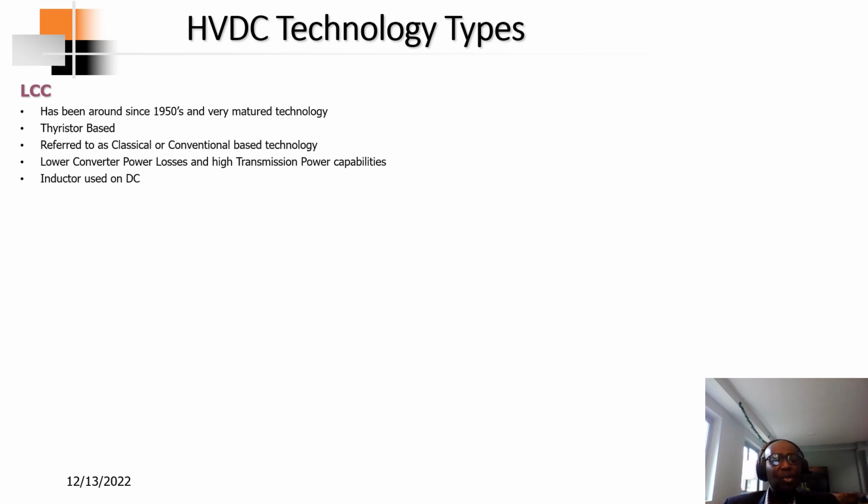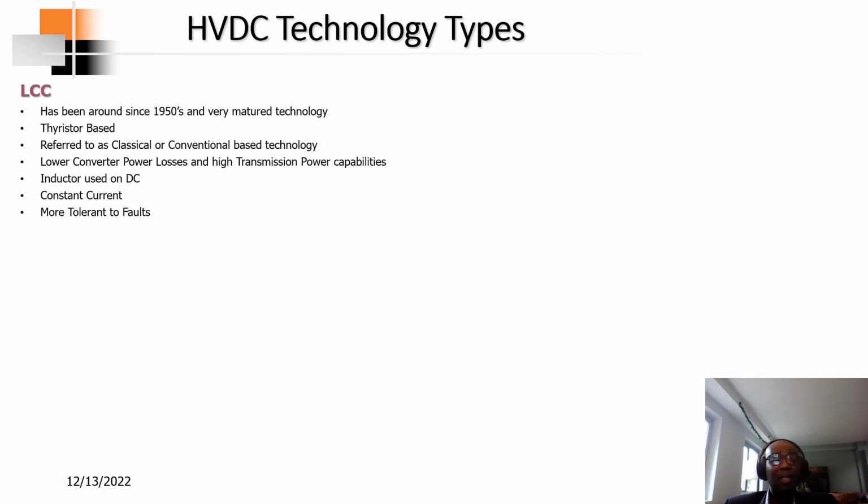An inductor is used on the DC side, and that's a larger size of inductor to basically mitigate and limit the high rise of fault currents. Also, the inductor helps to achieve a constant current source. It is more tolerant to faults when compared to the voltage source converter.